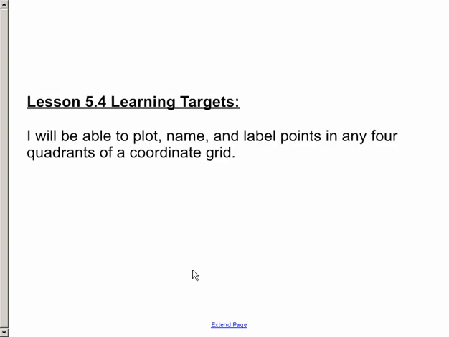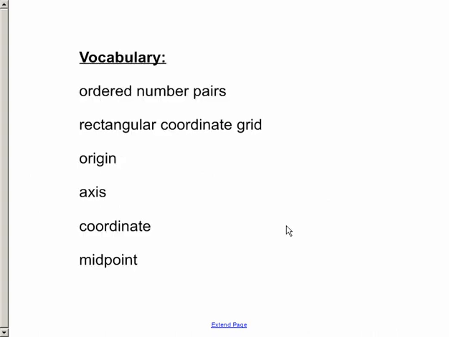So we are on lesson 5.4, and our learning target for this lesson is that I will be able to plot, name, and label points in any four quadrants of a coordinate grid. So we have to be able to name the coordinates, label points, and plot points in our grid. And the new vocabulary is ordered number pairs, rectangular coordinate grid, the origin, the axis and axes, the word coordinate, and then midpoint.